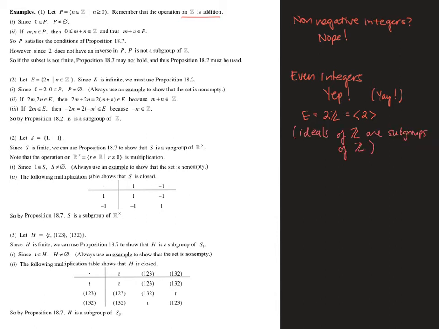In fact, that's even true of subrings because subrings are going to satisfy A1 through A5 for our ring, and so they will also be subgroups, additive subgroups.